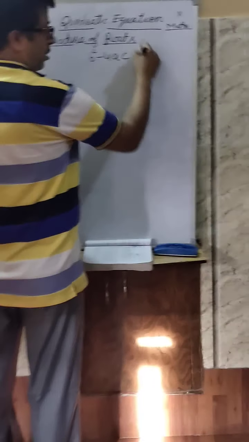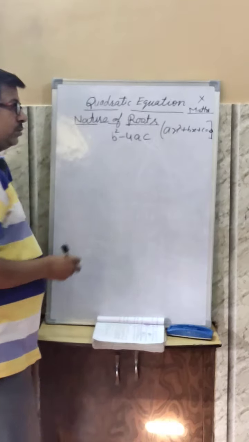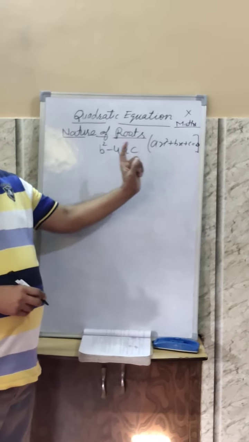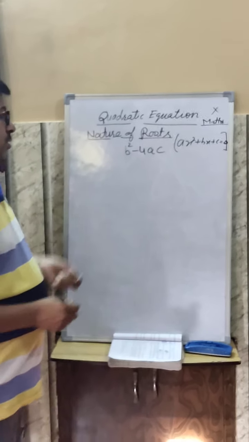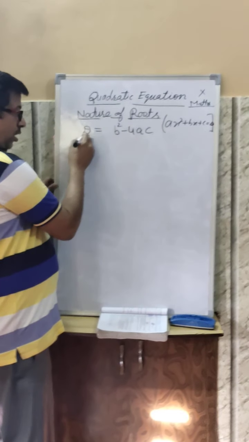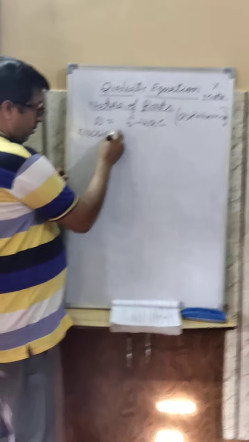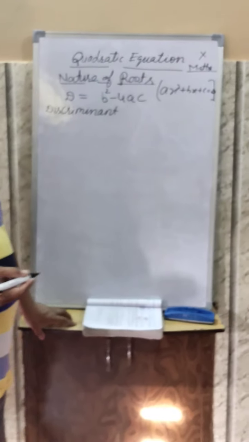Quadratic equation is ax square plus bx plus c equal to 0. Get this? So this is the quadratic equation. So you know the relation between a, b, c, that is b square minus 4ac. You find out this value, and this name also is given, that is D. D is called discriminant.